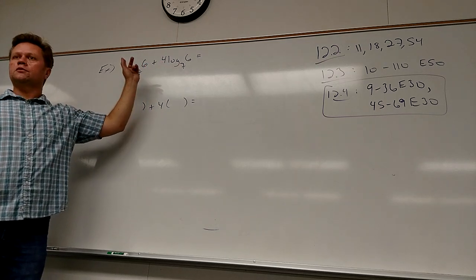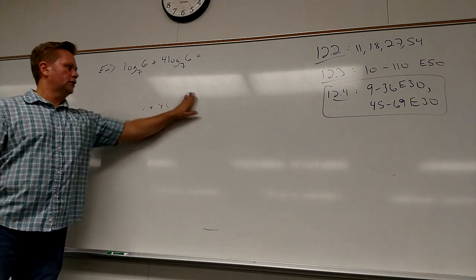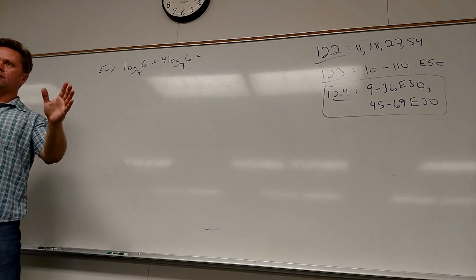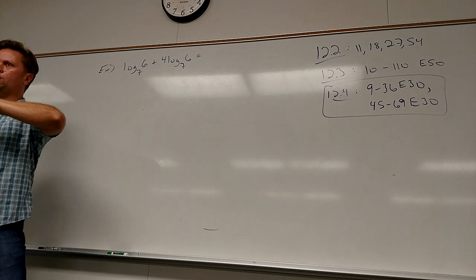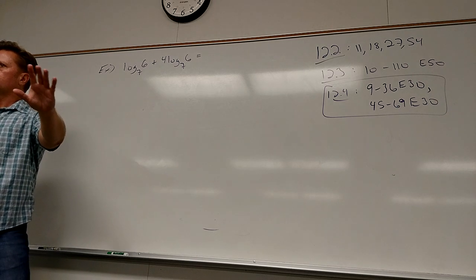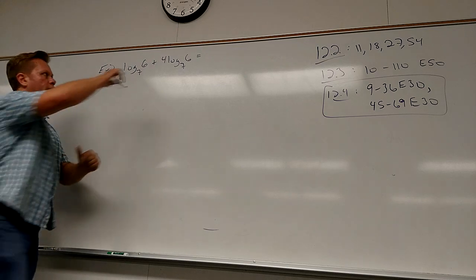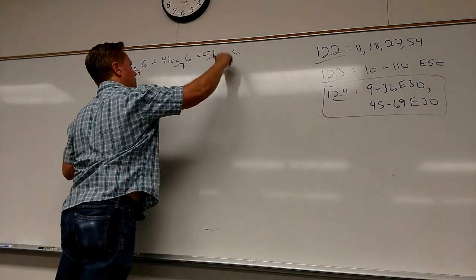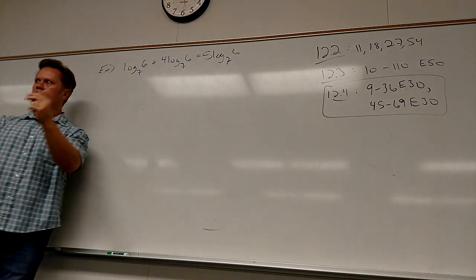Because they're like terms. Logarithms don't suddenly ignore the like terms rule. No, logs have to follow that rule. So I really want you to understand that I can straight up add them only if they are exactly the same base and the same thing on the inside. Then they are like terms.